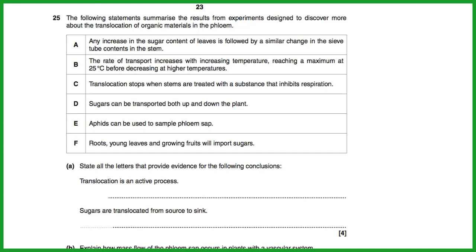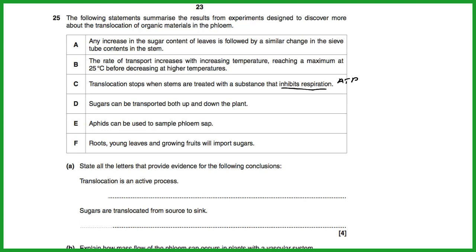Now that would tell you that there was something to do with enzymes and the activity of those enzymes. Translocation stops when stems are treated with a substance that inhibits respiration. So that would tell you that something was active, because respiration produces the ATP. Therefore, if you treat them with a substance that inhibits respiration, then you stop ATP production, which is used for active processes. Sugars can be transported both up and down the plant.